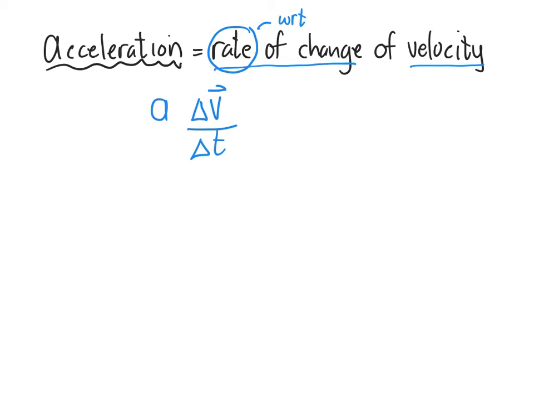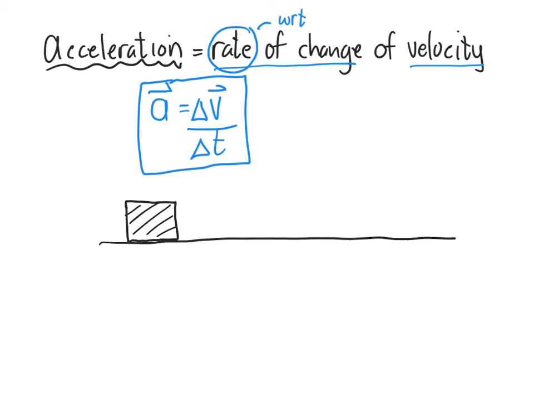So acceleration, which is a vector quantity because velocity is a vector quantity, can be described mathematically as the change in velocity per unit change in time. That delta t would be the time interval.